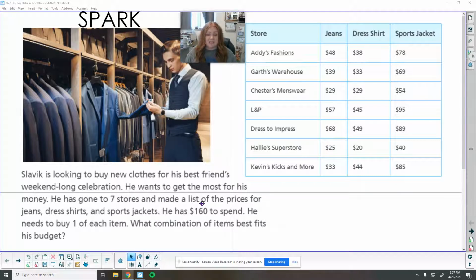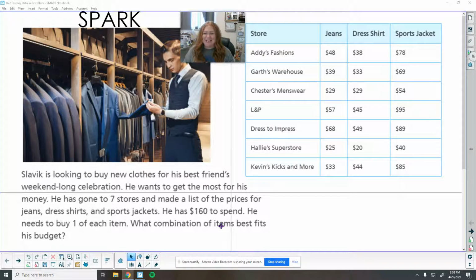So he has $160 to spend. He needs to buy one of each item. What combination of items best fits his budget? Now one thing we want to know is that he doesn't just want to necessarily buy the cheapest stuff, right? Sometimes if you buy cheap things, they're going to break. You're going to have to just buy them again. So he wants to spend as much of his money as he can.